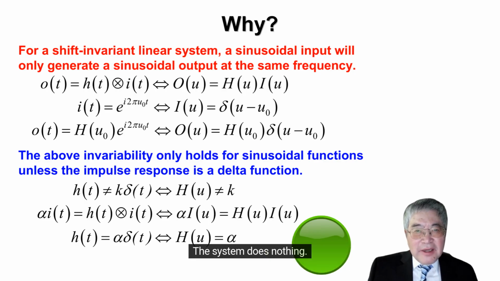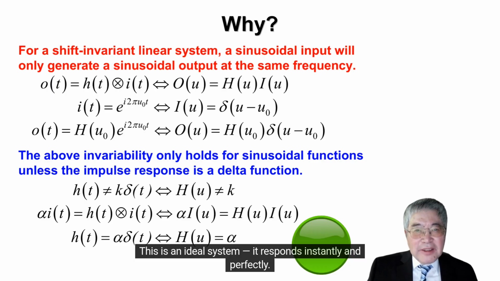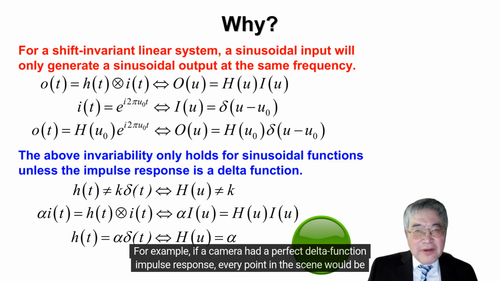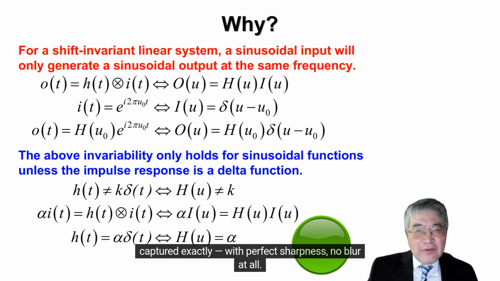The system does nothing. This is an ideal system. It responds instantly and perfectly. For example, if a camera had a perfect delta function impulse response, every point in the scene would be captured exactly, with perfect sharpness, no blur at all.